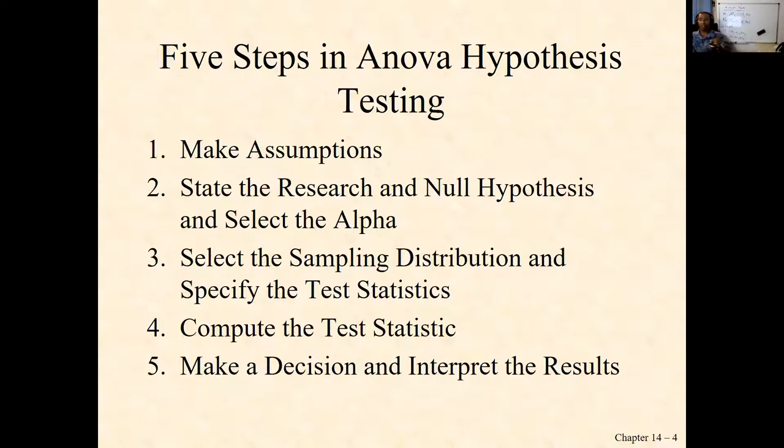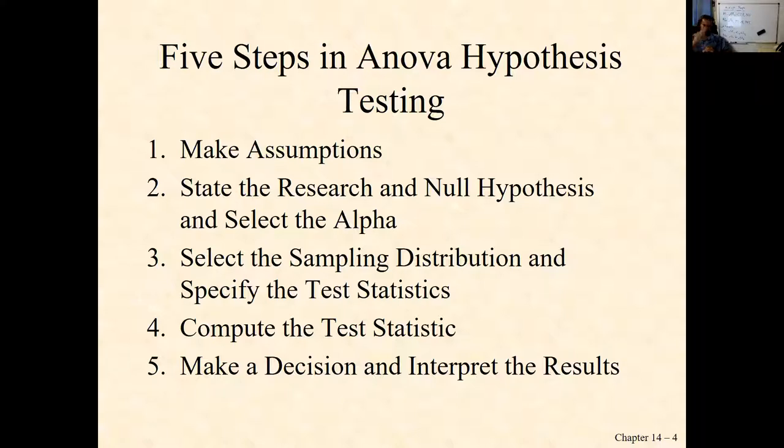Step number three, we're going to select the sampling distribution and specify the test statistic, okay? So the sampling distribution that we will be using for the ANOVA procedure will be the distribution of the F. And then the test statistic that we will calculate is the F obtained, or the F statistic, or F ratio. A couple of different names for it.